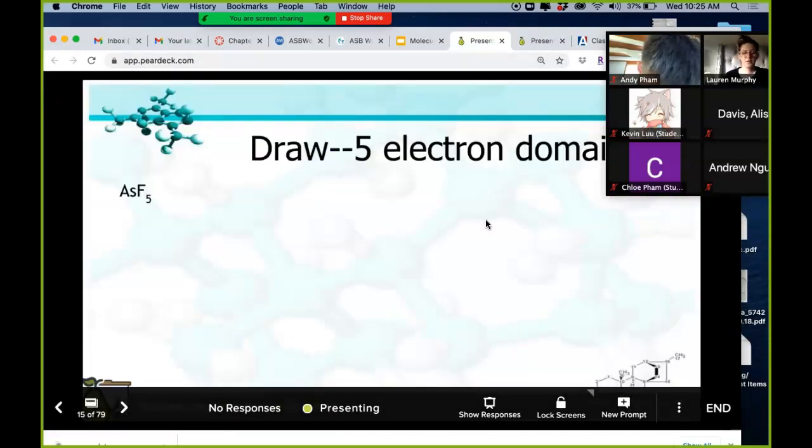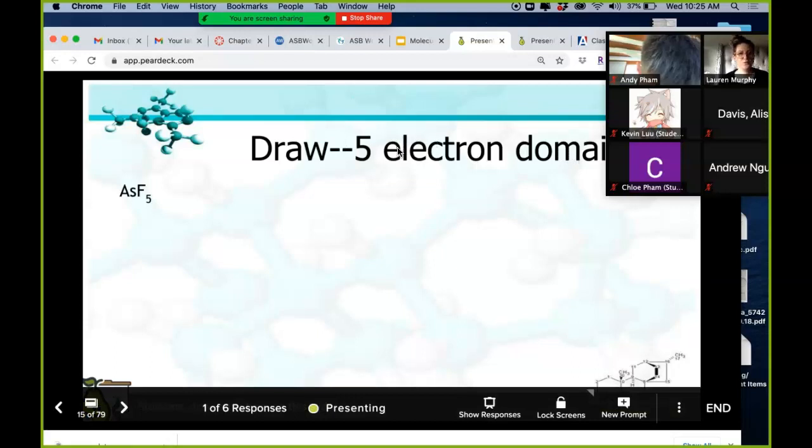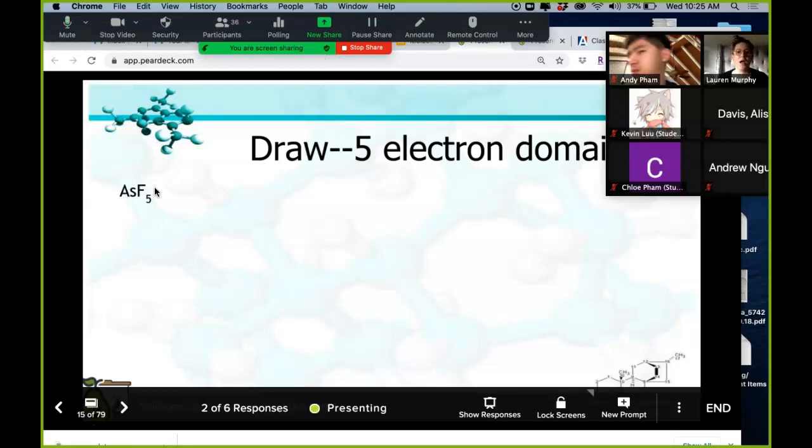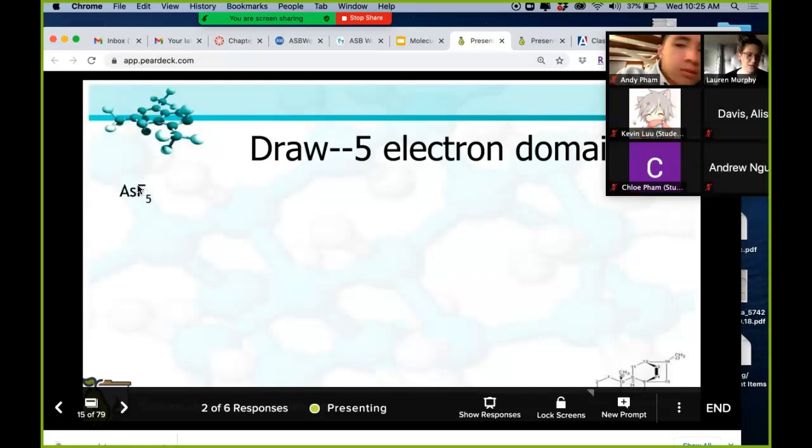Okay. This is where it gets a little bit more complicated. So please draw AsF5. We're going to do a handful of structures that have 5 electron domains, or 5 electron groups around them, meaning they have 10 electrons around them. So that would be an expanded octet. Everything we've done so far had either a complete octet, except for BH3, which had an incomplete one. Everything we do from here on out is going to have an expanded octet. So AsF5.